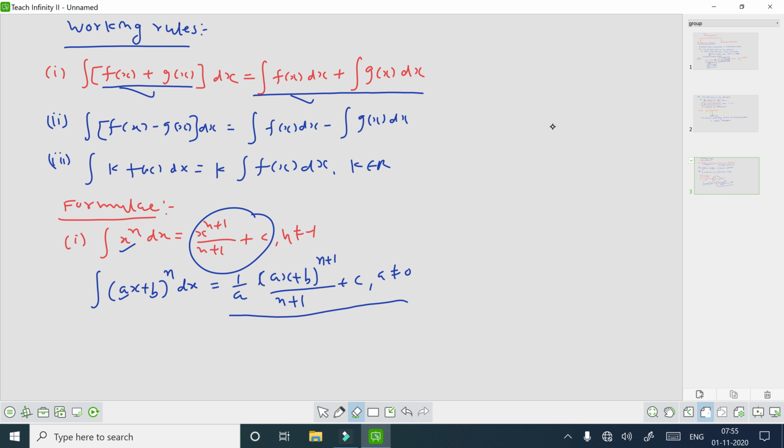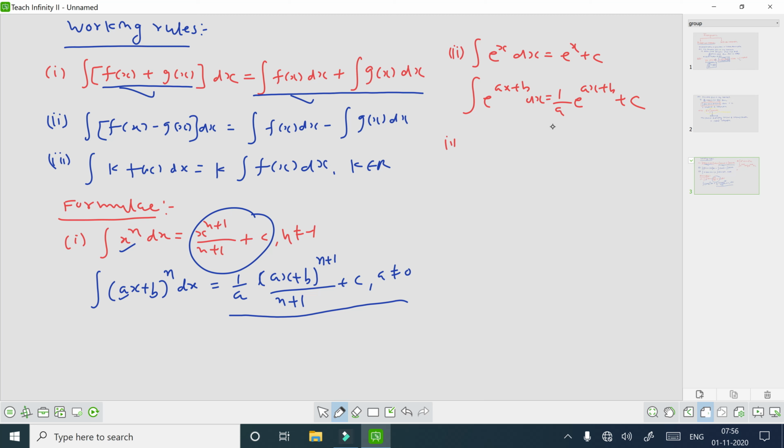Now let us see one more standard form, the second one. The integral of the exponential function e raised to x is the same as e raised to x plus c. General form: integral of e raised to (ax plus b) dx, where the power is a linear form, is equal to 1 by a e raised to (ax plus b) plus c. Very easy to prove it. Right now we are not going to prove it.